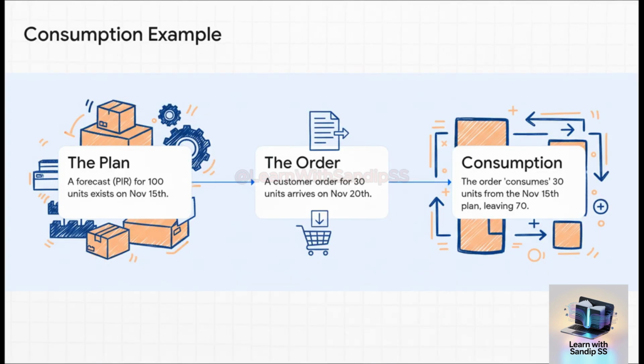Let's walk through a super simple example of backward consumption. Okay, so we planned for 100 units back on November 15th. Then, a real order for 30 units comes in on the 20th. That order looks backward, finds the closest forecast, and boom, it reduces it. Your remaining plan is now 70. Just like that, your plan is more accurate because it's reflecting what's actually happening.